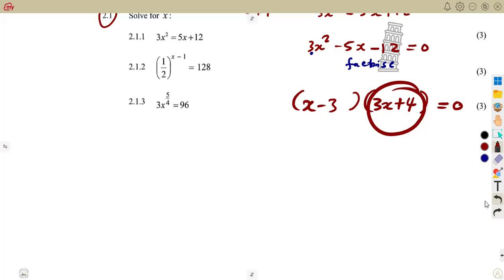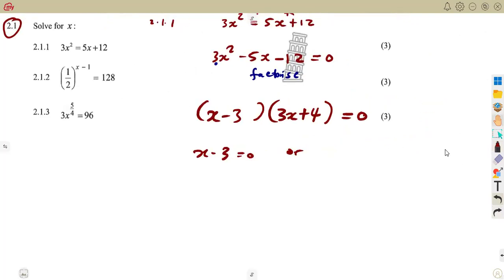Either you start with a positive to a negative, but you're going to have these two. So from there, either one of these two brackets must be what? Must be 0. So that's equal to 0, or this other bracket of 3x plus 4 must be equal to 0, from the zero concept. So that's x is equal to 3.